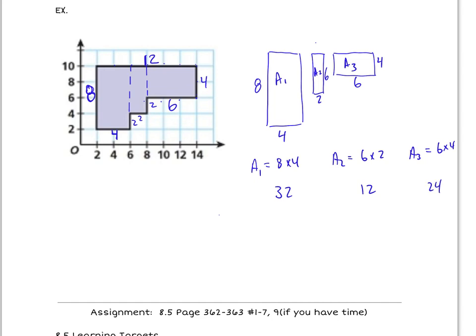Then you would have to add those up. So add all your areas together, 32 plus 12 plus 24. So let's see, that gives me 30, 40, 68. 68. And because I didn't give us a number here, or a unit amount, as in centimeters, inches, we can just call it units squared. Break the pieces up however you feel comfortable.